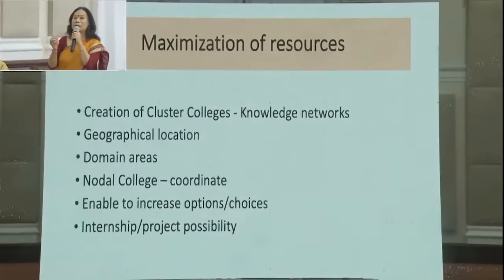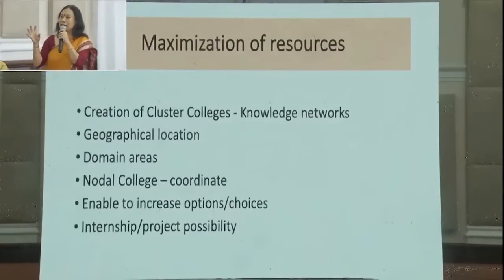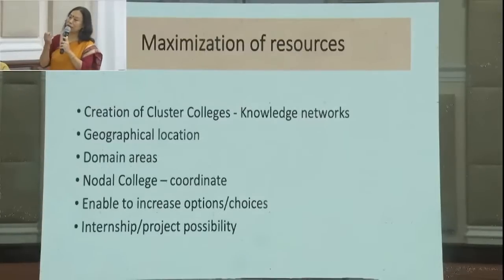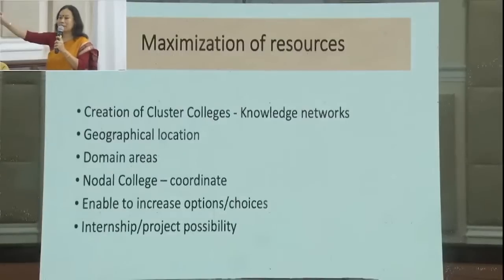So there is a proposal that colleges should be grouped into clusters, which we call knowledge networks. And maybe one or two colleges in a particular network can initiate and coordinate so that we are able to give more choices to our students. Chahe wo generic electives ke paper ho, chahe skill enhancement ke paper ho, chahe value addition ke paper ho, ya ability enhancement ke papers ho. So if college A is providing, say, first 3 skill enhancement courses in their college, maybe B is providing 5, 6, 7. Fine, C is providing, say, 21, 22, 23. In case I talk about listing down the skill enhancement courses which are being approved, which is 43 in number.